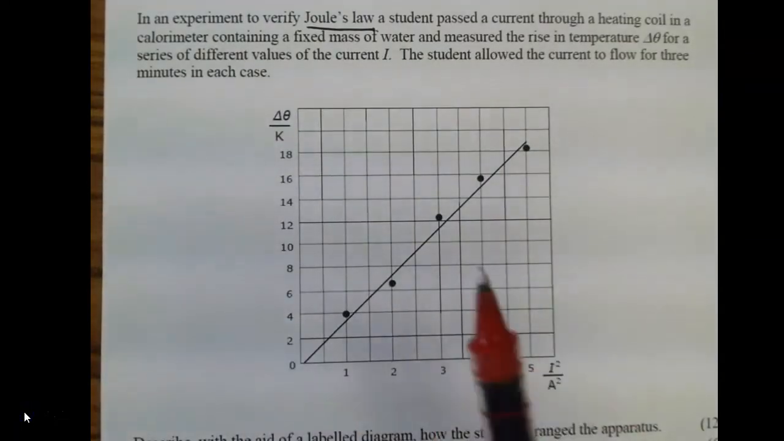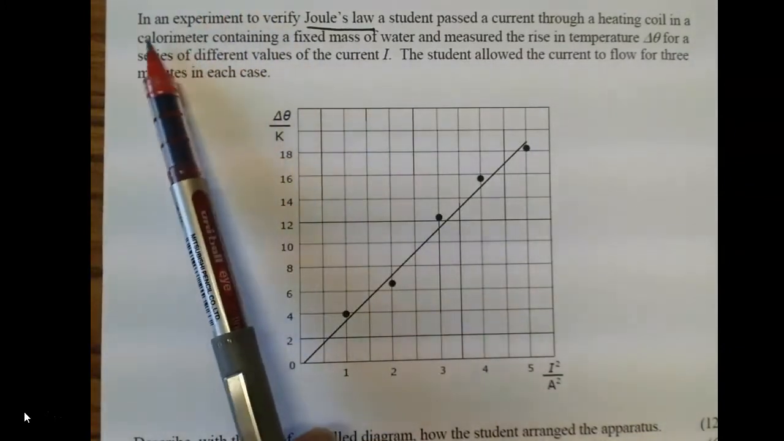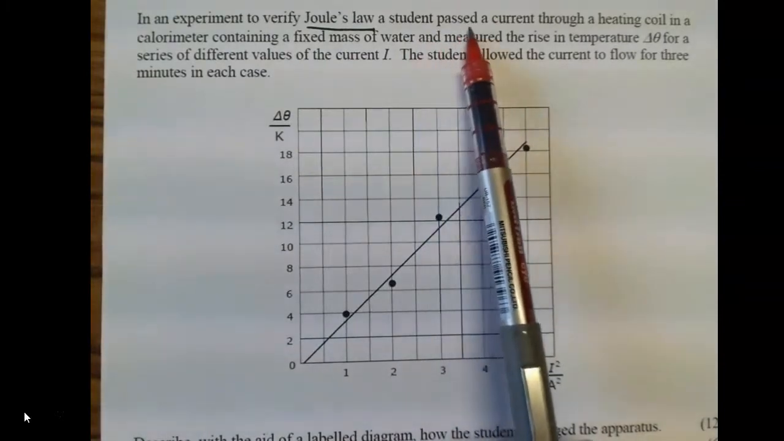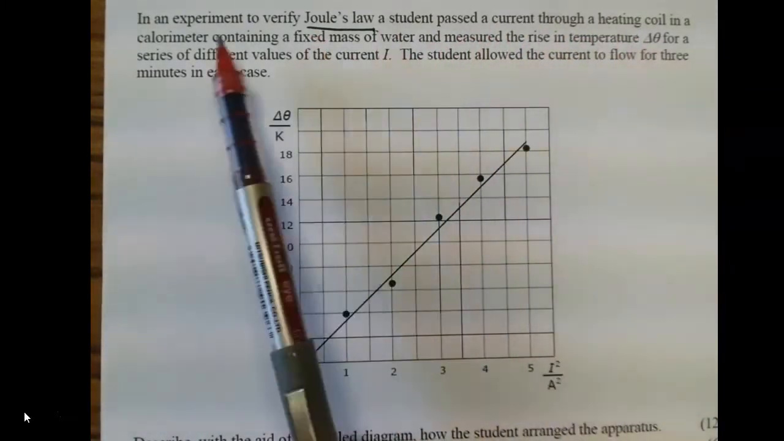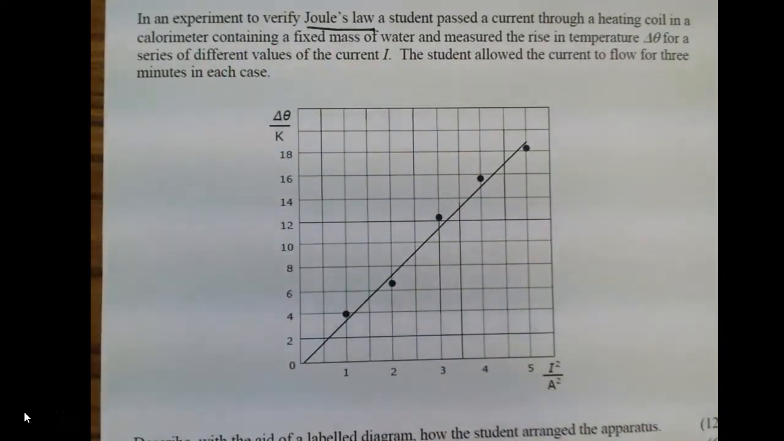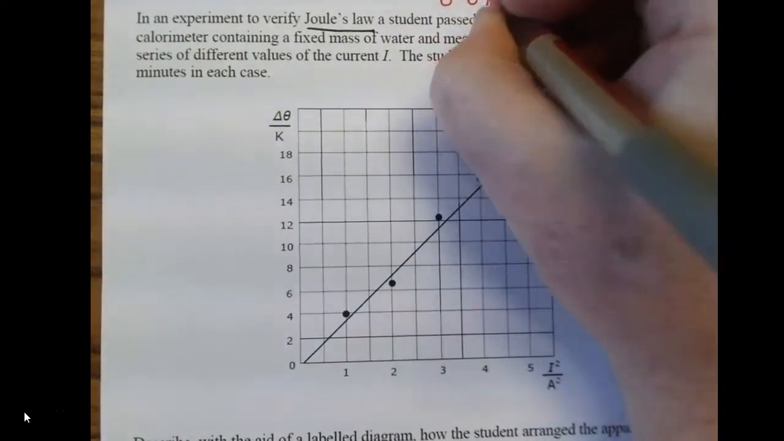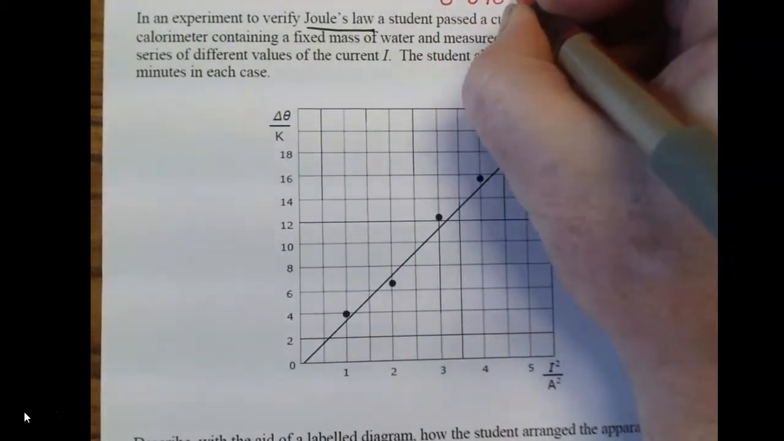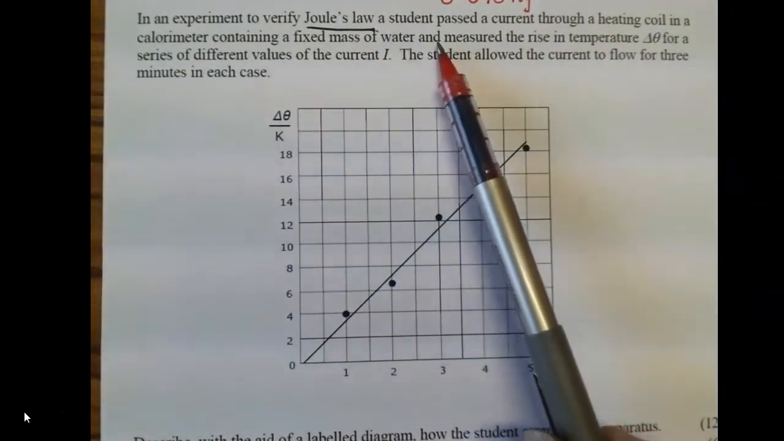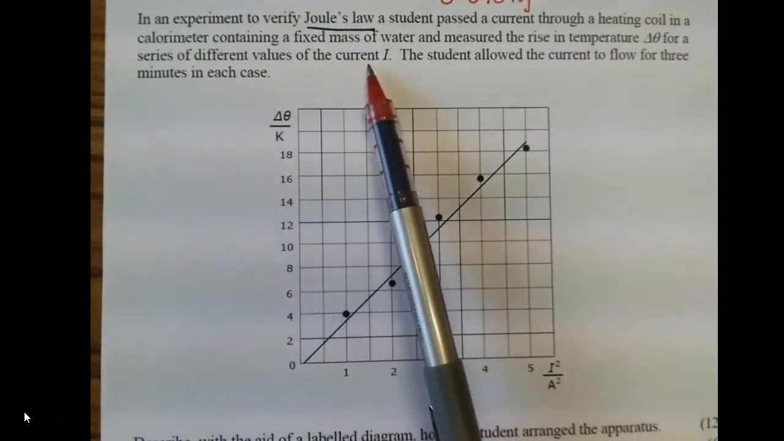Now getting back to the actual question. Question 4, Leaving Cert paper 2006. In an experiment to verify Joules Law, a student passed a current through a heating coil in a calorimeter containing a fixed mass of water, and later on in the question we're told that fixed mass of water is 90 grams or 0.090 kilograms, kilogram being the standard unit of mass, and measured the rise in temperature delta theta for a series of different values of the current.